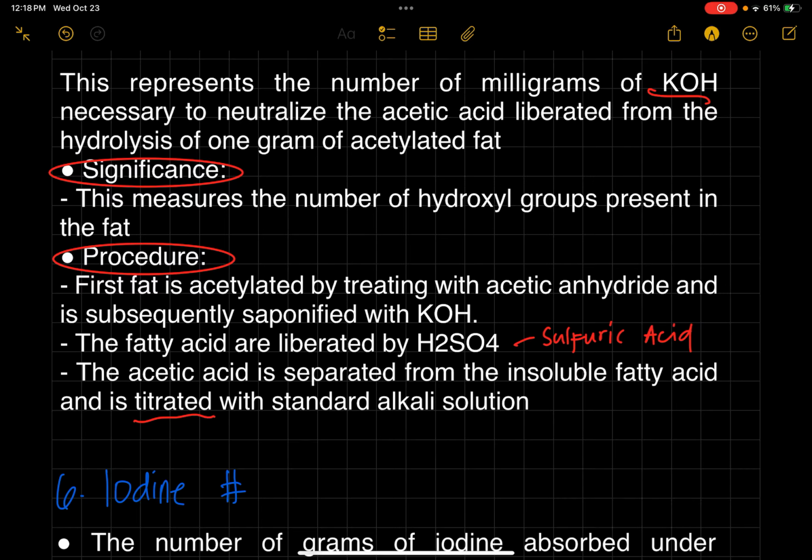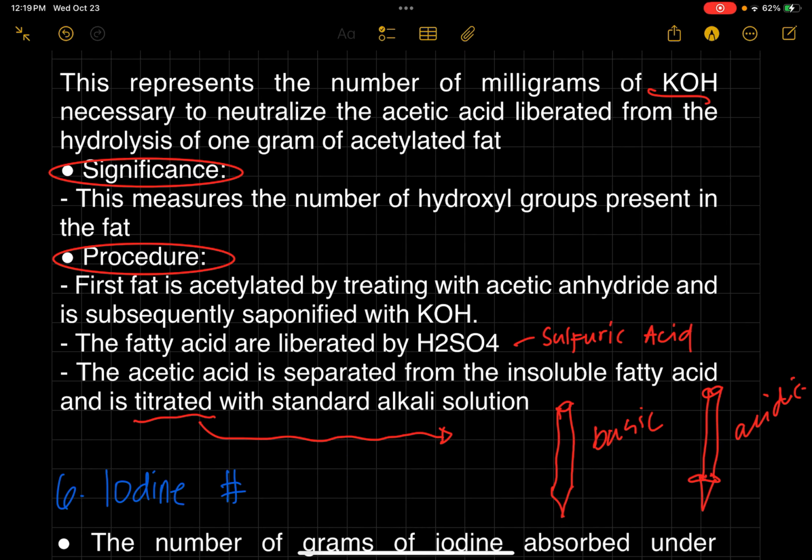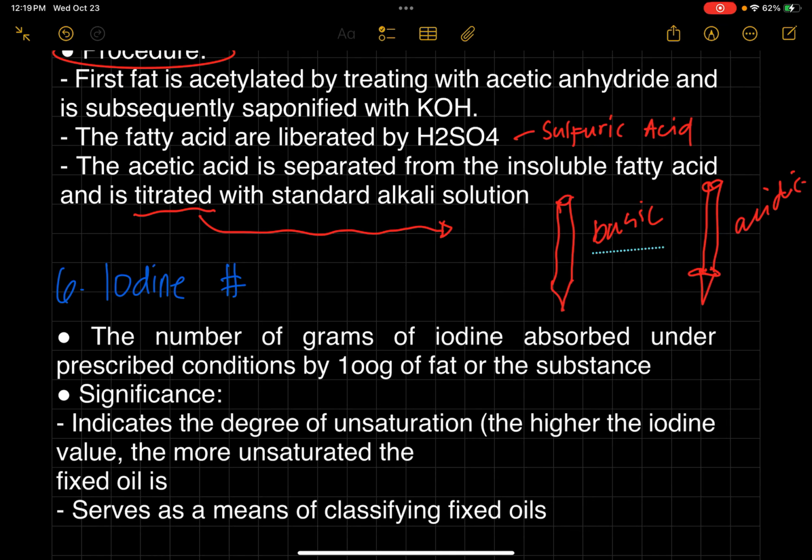The titration in your laboratory, in your laboratory apparatus, you will see rubber and you will see glass. That is how you do your titration, no? That is the burette. The rubber one is for basic solutions, and the glass one is for acidic solutions. This is acidic.